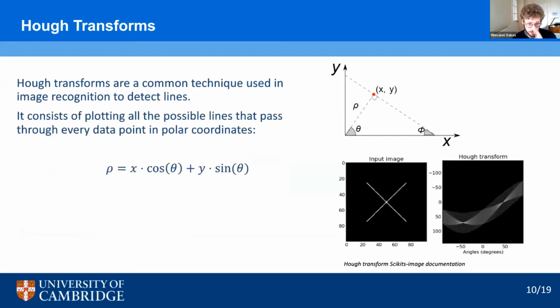So we need a way of extracting these gradients, and we looked at common image processing techniques, such as Hough transforms, where for each data point, we plot in polar coordinates every possible line that would pass through it. And then if we do that for every single data point, we get bright spots in this Hough transform space, which correspond to our most likely gradients and y-intercepts.